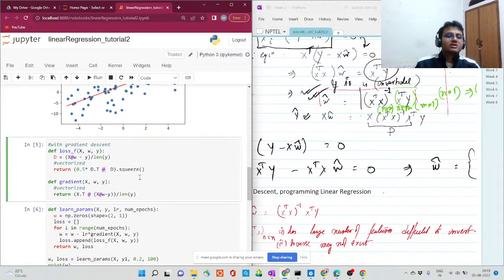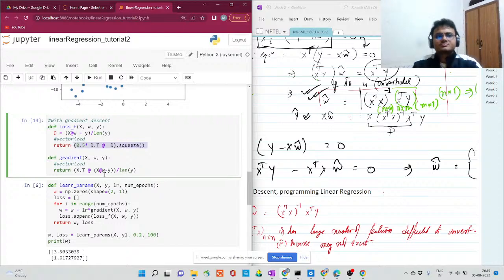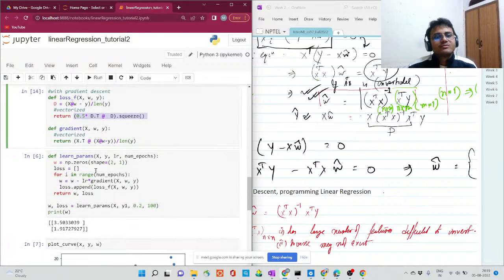Similarly, for people who are trying to learn gradient descent, this is the loss function that we defined. We take the derivative with respect to the weights, and this is the squared error loss that I have used here, and this is the gradient of the squared error loss. This code will also help you because I am giving you the vectorized implementation of it.